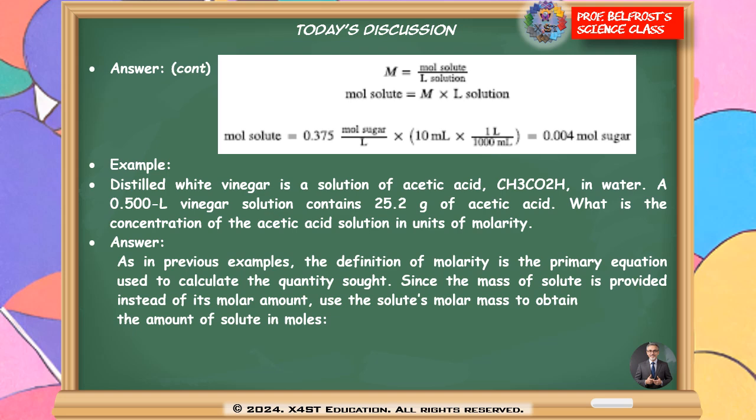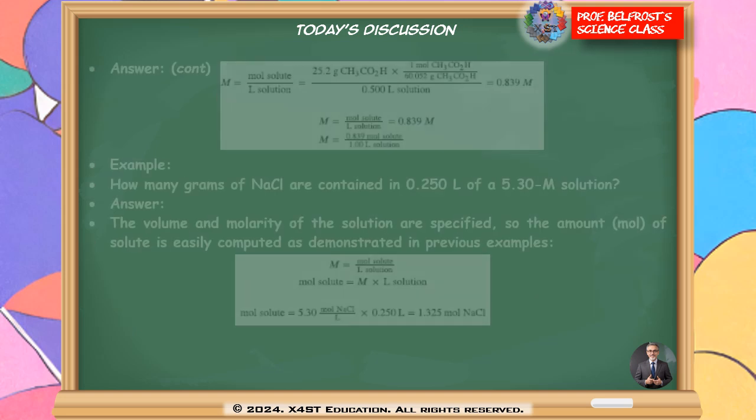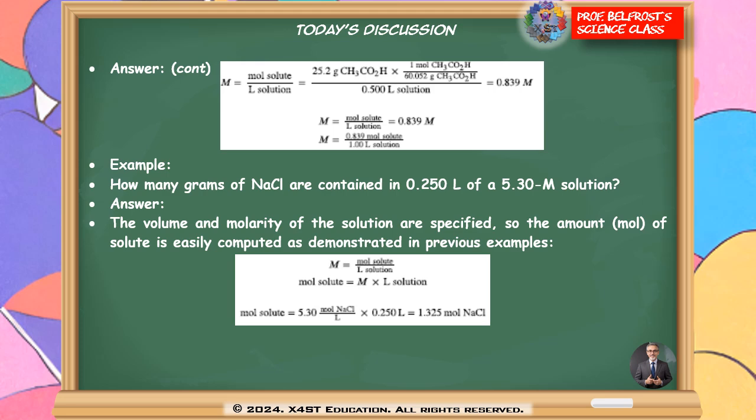Another example, the third one, is vinegar, CH3CO2H. This is 0.5 liter and contains about 25.2 grams. Finding the concentration using the same method, we get 0.839 molar.